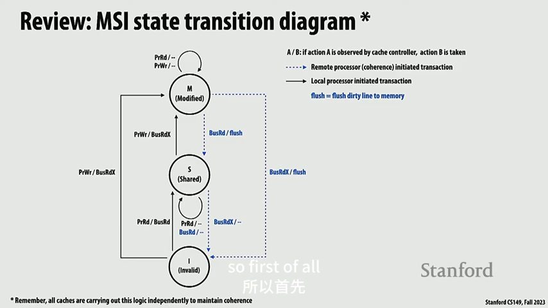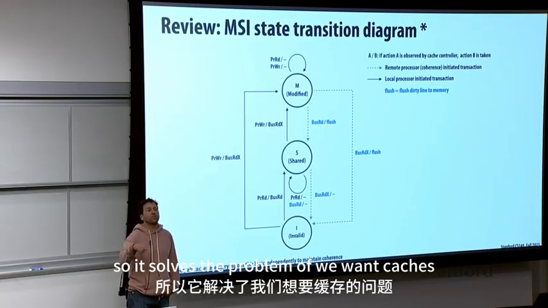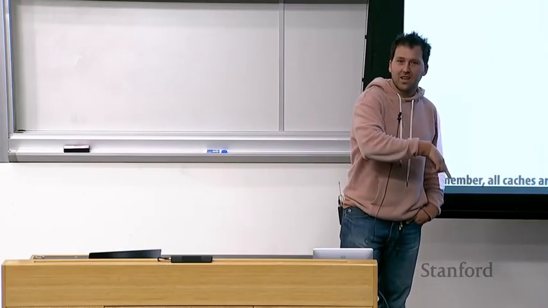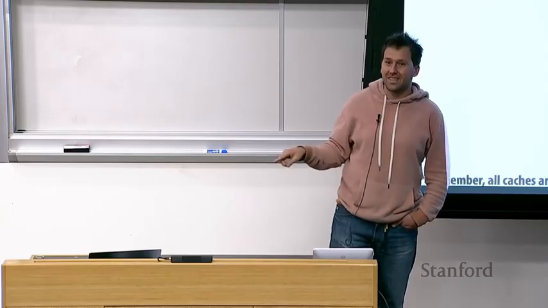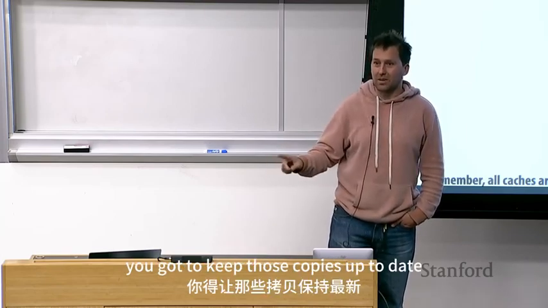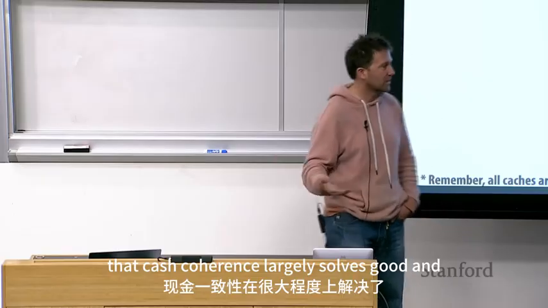So first of all, if you had to describe the purpose of cache coherence, why did we talk about that last week at all? What's the problem that cache coherence solves? Yes, sir. We don't need to go all the way back to memory. Oh, okay. Well, it solves the problem of we want caches. And if you have multiple caches, they are copies of data. And whenever you have copies of data and you have writes, you've got a real problem of you got to keep those copies up to date. That's the problem that cache coherence largely solves. Good.